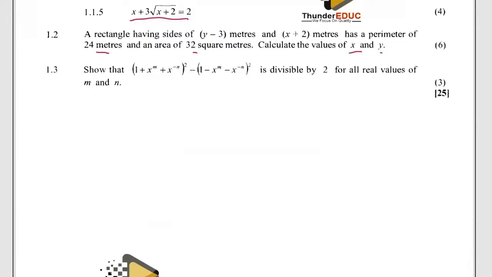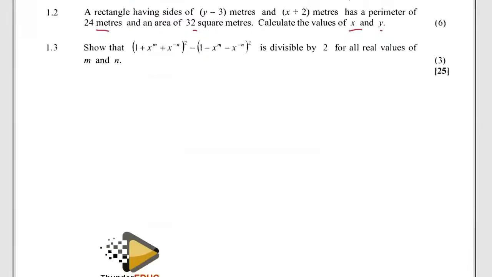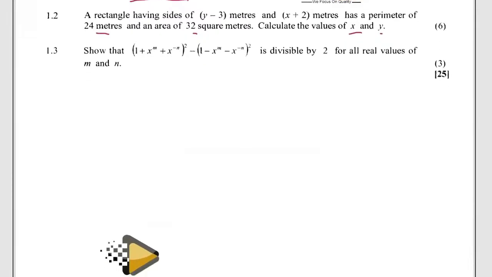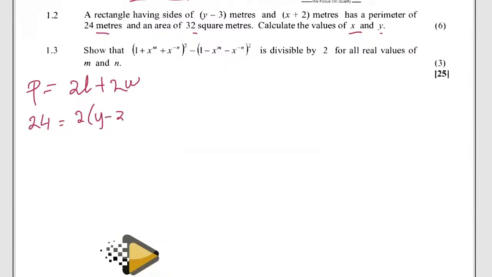Now, this is a question to do with simultaneous equations. I don't know why these examiners have decided to twist it in this format. Okay, so we know that in a rectangle, the perimeter is given as twice length plus twice breadth, or some people call it the width, okay? So let's substitute. So this is going to be 24 is equivalent to twice. I'll say my length is y minus 3 plus my breadth, I'll call it x plus 2.